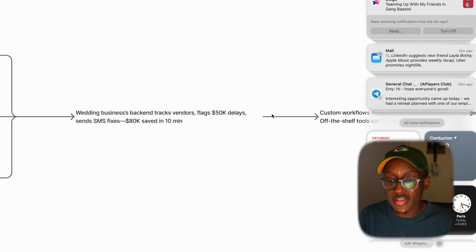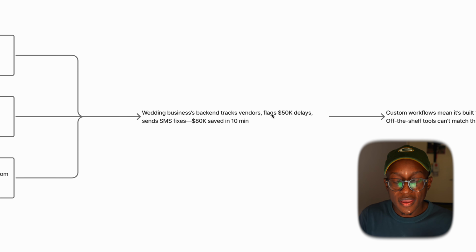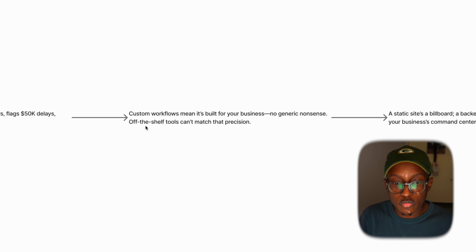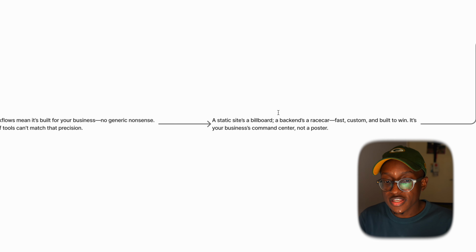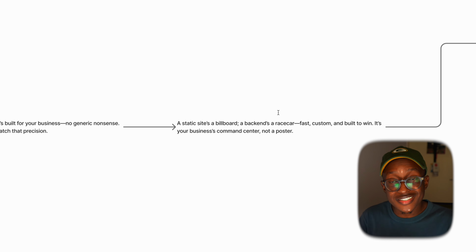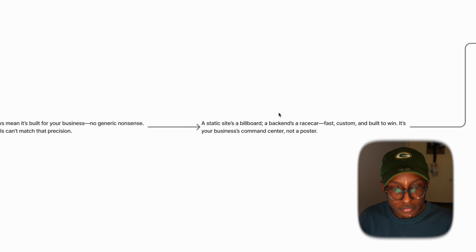And with this, we can then integrate custom workflows, meaning that it's built for your business, no generic nonsense, which means off-the-shelf tools can't match this level of precision by having this on your static site. And with this, you can say that a static site is a billboard and a backend's a race car. Fast, custom, and built to win. It's your business's command center and not just a poster.